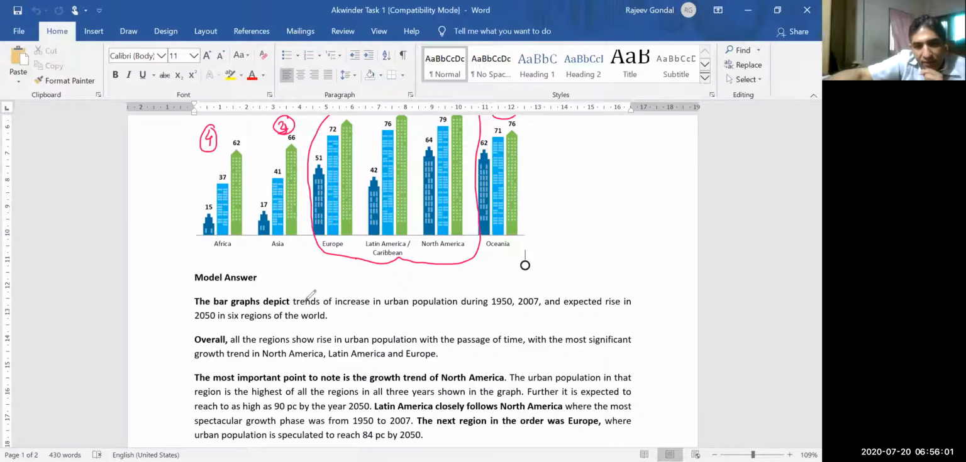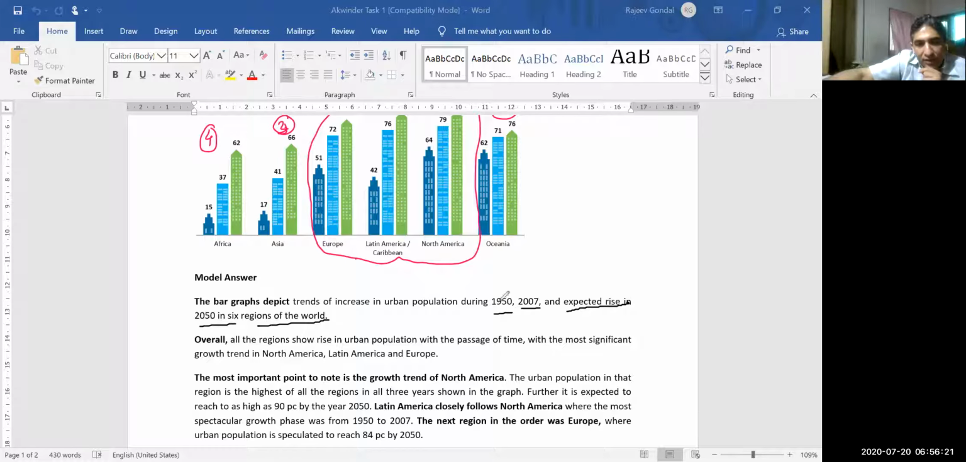The bar graphs depict. Since it's not just one graph, there are multiple graphs of different regions, I've written the bar graphs. The bar graphs depict trends of increase in urban population during this period, and the expected rise in this period in 6 regions of the world.